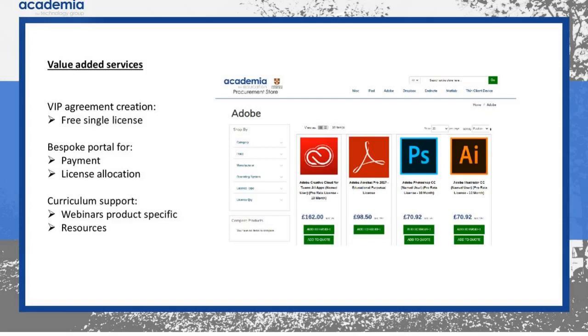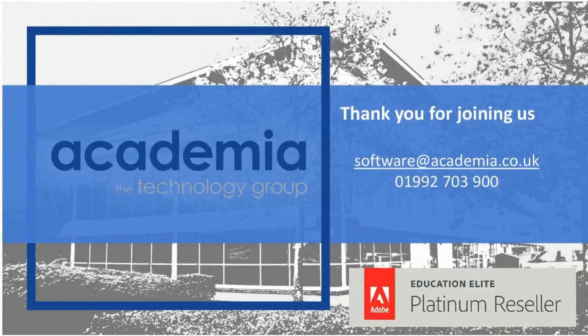And you should keep your eyes out, particularly if you're doing anything around journalism. There's a really cool campaign coming out with Sky in conjunction with Adobe, and a great way to give students some sort of access to real world examples, and some really cool prizes are going to be up for grabs as well. That's everything from us today.